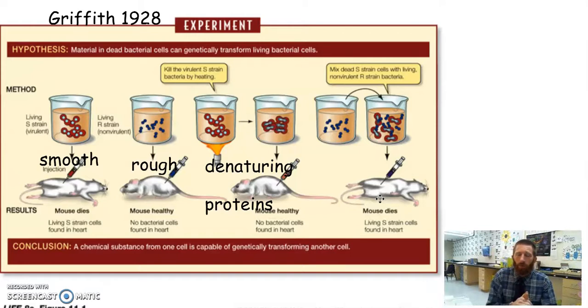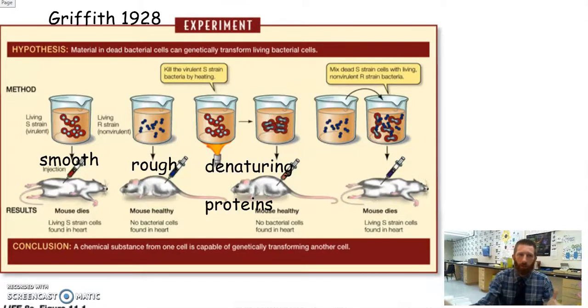Third type of experiment we don't really get into in regular biology. This is more of an AP biology experiment, but it's called a knockout experiment, right? If you want to see what something does in a cell, you knock it out, and then you see how the cell behaves. So those are the 3 basic types of experiments.